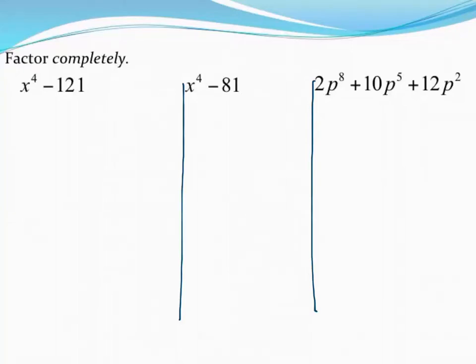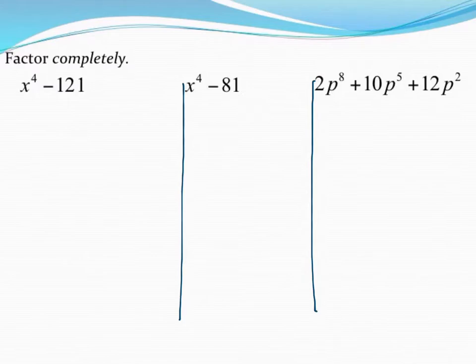So once again, we're asked to factor a polynomial completely. The word "completely" is just your indication that you may not have just one step of factoring. You may have to combine a few different ways to factor. So let's take a look and see how these three examples are going to work out.